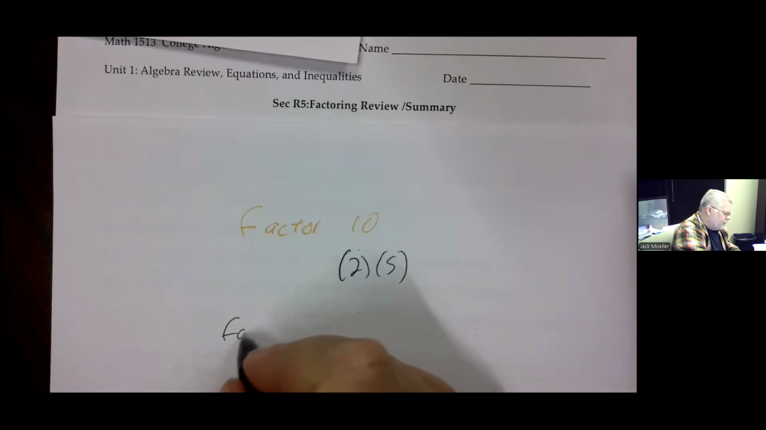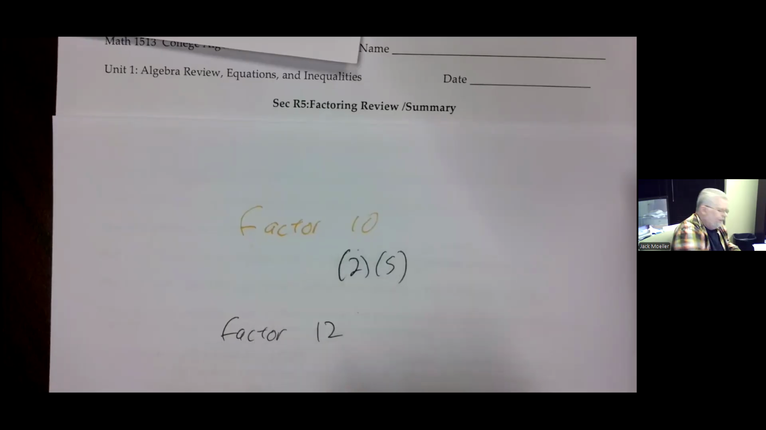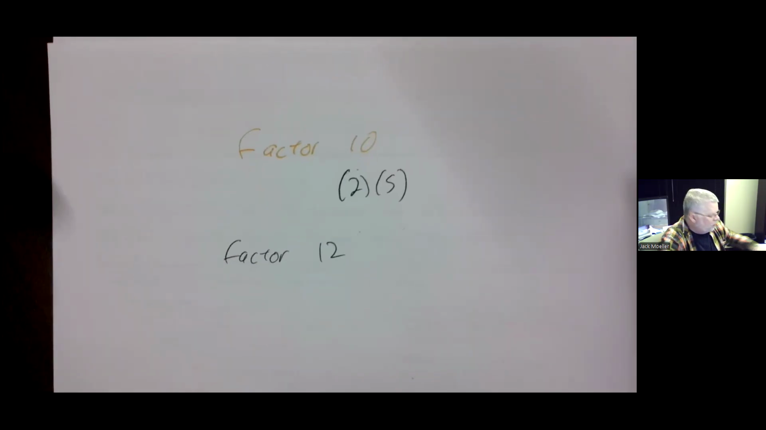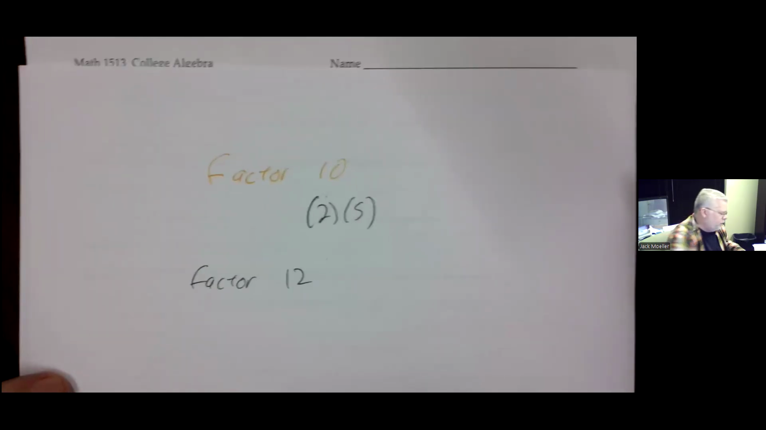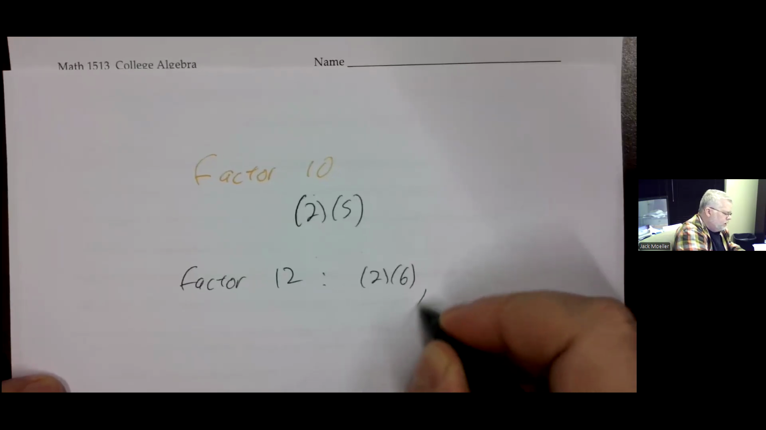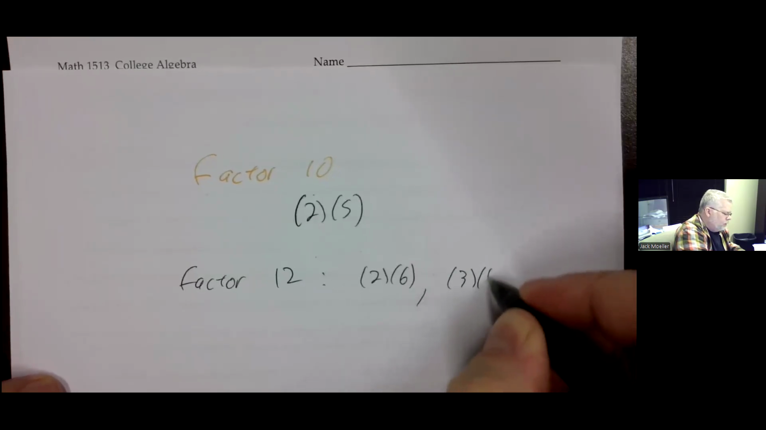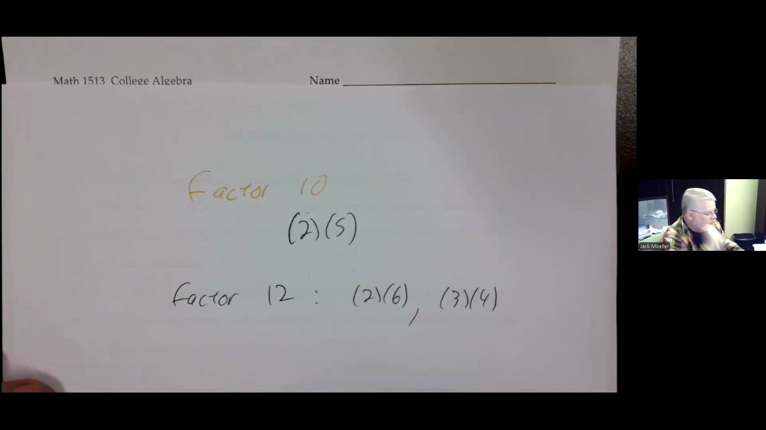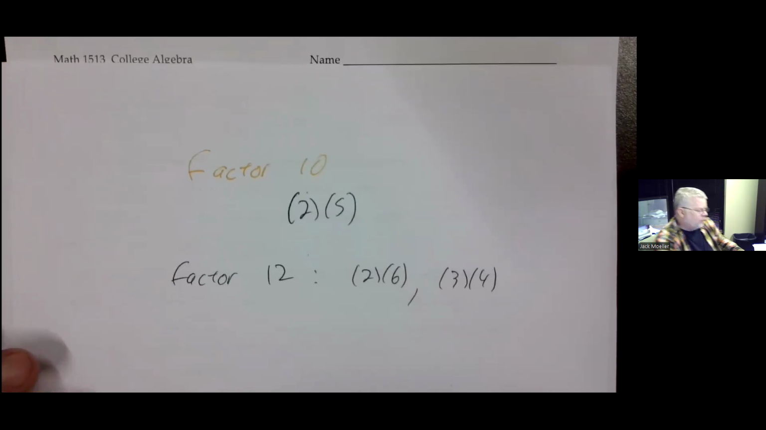What if I say factor 12? Well, there's a few more ways we can factor 12. Some of you might be thinking 2 times 6. Some of you might be thinking 3 times 4. But neither of these would be the preferred answer. So typically you might think of prime factorization.